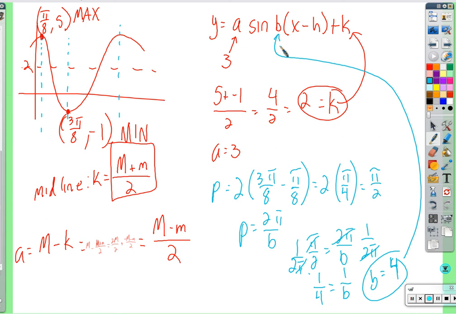Is h pi over 2? Now, what makes you think that it's pi over 2? Because, I don't know. Because it just seems like the right answer. Okay. Well, we just have to figure out how far it has shifted.